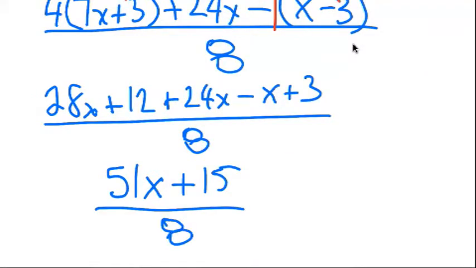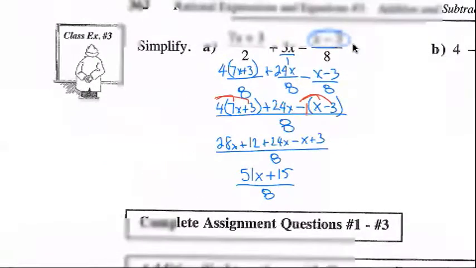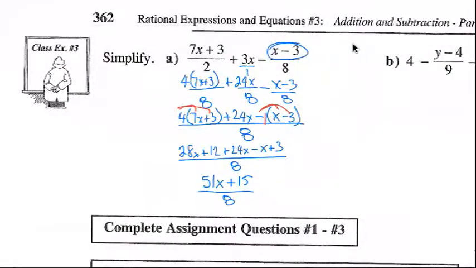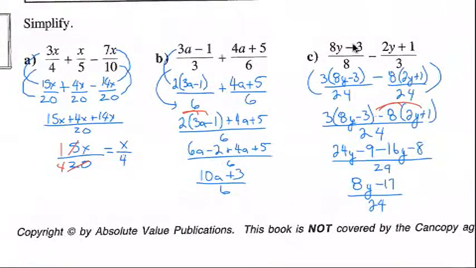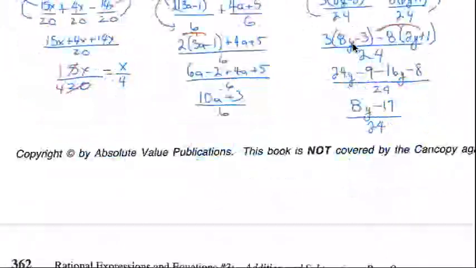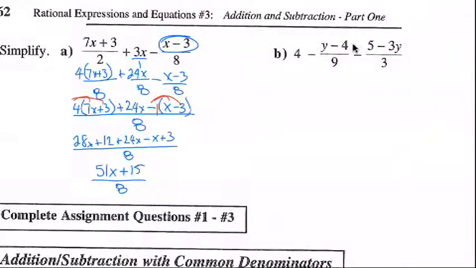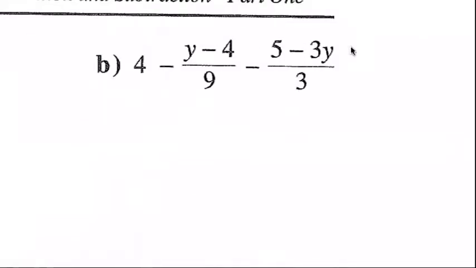And I'm done. Notice how for all of these questions so far, I've not had to worry about any non-permissible values. I don't have to worry about any non-permissible values because there's no variables in the denominator. Okay? You only have to worry about non-permissibles and those things when there's a variable in the denominator, which is coming, by the way.